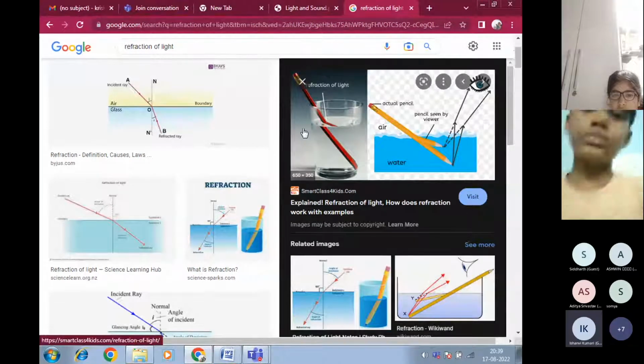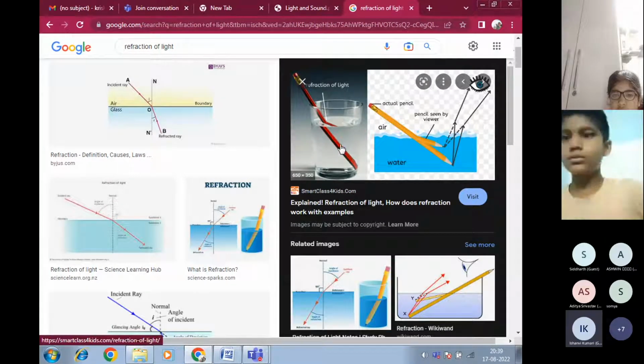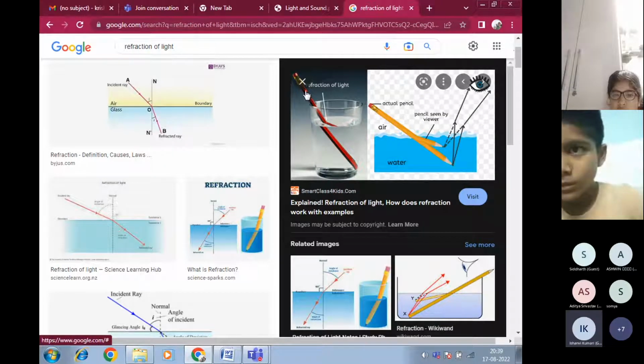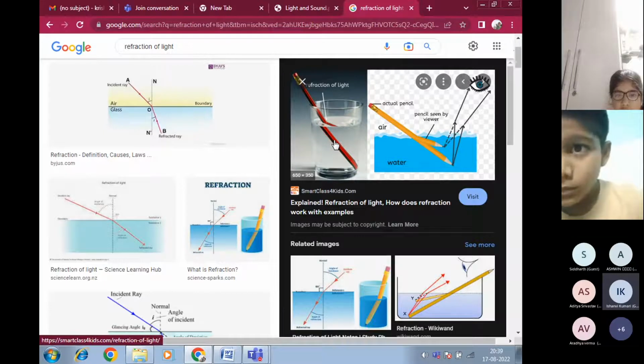Have you observed this kind of thing when you keep a pencil, or even a spoon, in plain water like this? This changes. I think we would have observed it if it is plain water. Yes, ma'am, I observed it so many times. So this only you call refraction of light.